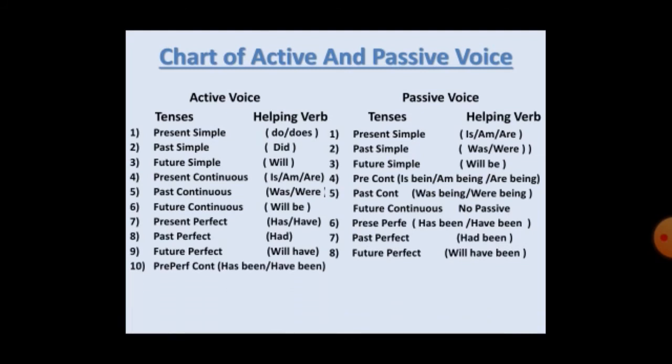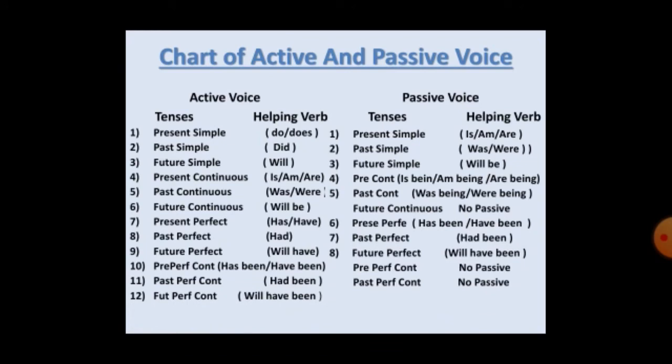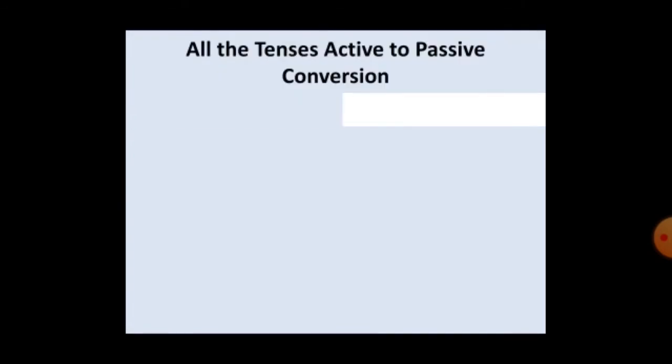For present perfect continuous, past perfect continuous and future perfect continuous, we do not have any passive voice. In active voice we use have been, has been, had been and will have been in the respective sentences, but we do not have any passive voice of these last three tenses. Okay students, I hope you got the chart of active voice. Now I tell you how to make sentences from active to passive voice. This is the second chart, in which I will tell you how to convert active voice sentences into passive voice.